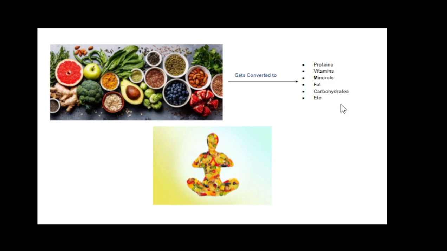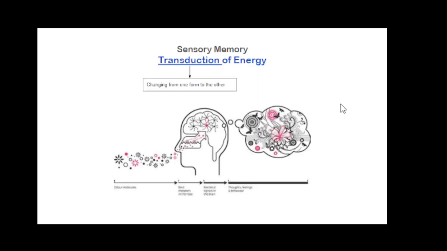The same happens on the level of the brain. The senses take whatever they can, whatever comes in their way, and that is basically converted to a language of our brain and is sent to it, and then it processes it further. So that's what transduction of energy means. That means conversion of one energy to another. As simple as that.